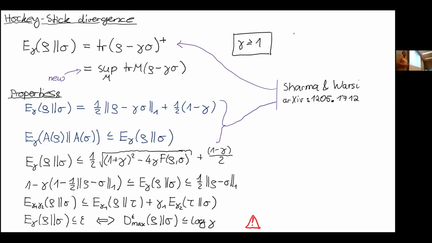But that's actually where the name hockey-stick divergence comes from. If you plot it for fixed states as a function of gamma, you have the decay until it reaches 0, and then it just stays 0 forever with growing gamma. People thought this looks like a hockey stick, and that's where the name comes from. Classical.